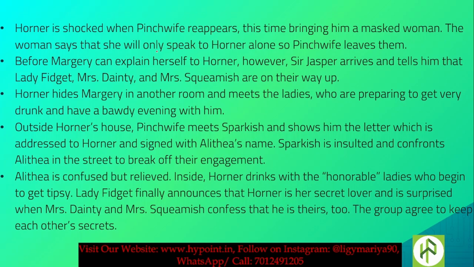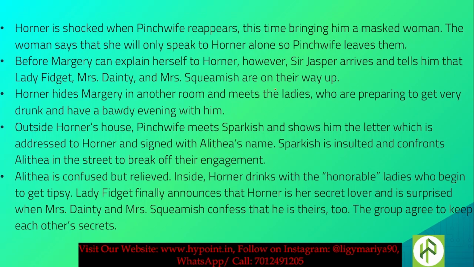Before Marjorie can explain herself to Honor, however, Sir Jasper arrives and tells him that Lady Fidget, Mrs. Dainty and Mrs. Squeamish are on their way up. So what happens? Nobody can see that it's Marjorie. So Marjorie was about to explain her love towards Honor, but at that time Sir Jasper arrives and says that these three ladies are on their way to that place. Honor hides Marjorie in another room and meets the ladies.